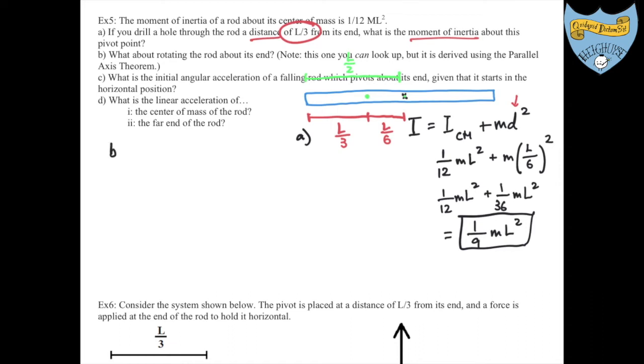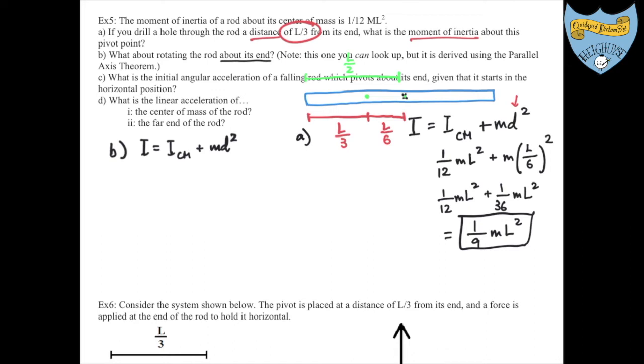Part B is asking us for, now, a different pivot point, right? It says rotating the rod about its end. This is one you can look up, but our goal here is to show why it is what it is. So we'll start with the parallel axis theorem. And in this case, it's a bit easier to say what D is.